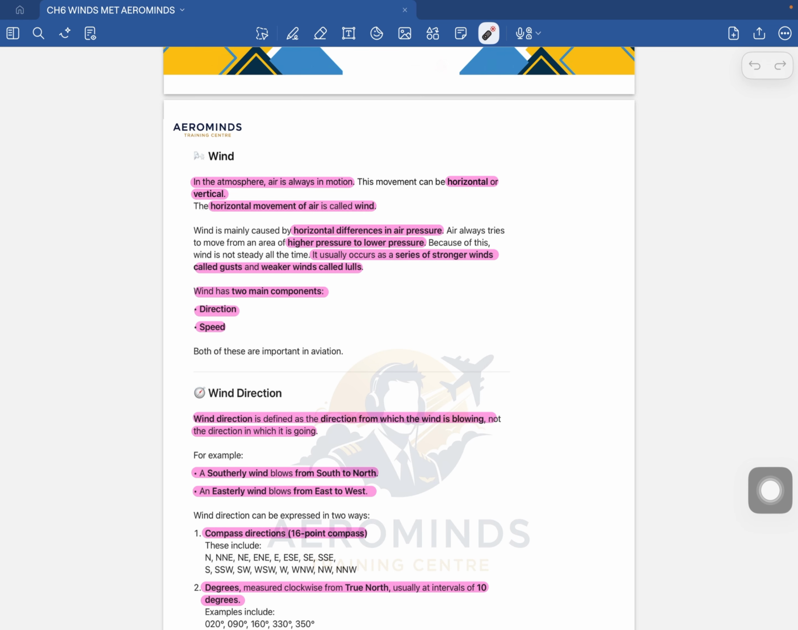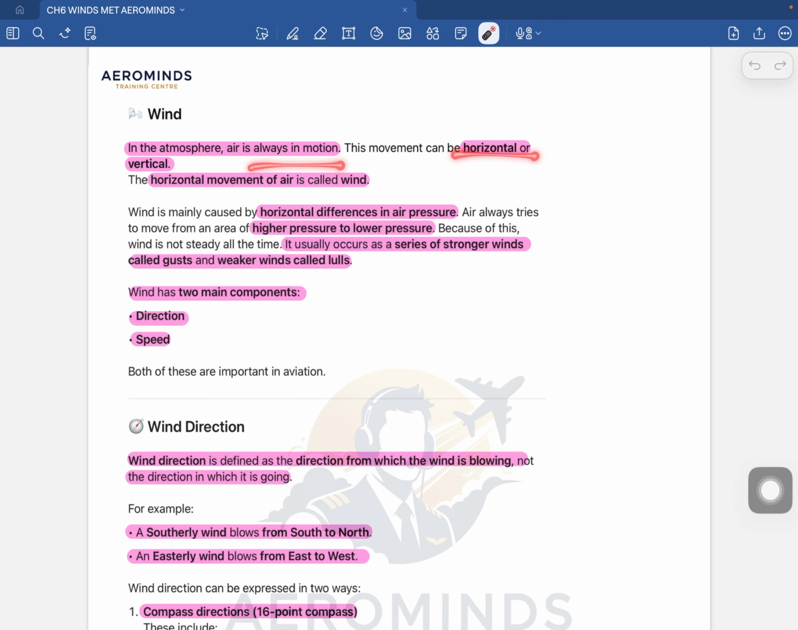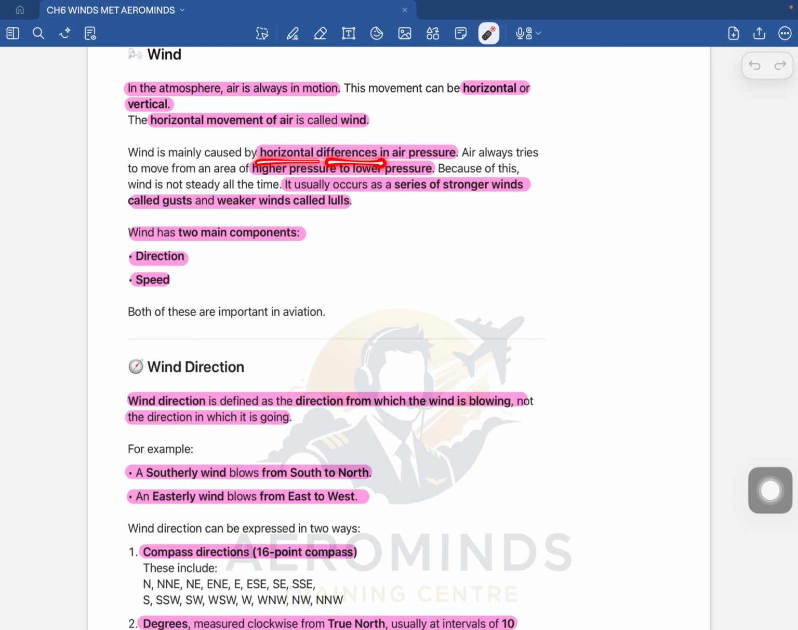So we'll start with what is wind. In the atmosphere, air is always in motion, horizontal or vertical. Horizontal movement is called wind. Horizontal differences in air pressure cause the winds. Air tries to move from an area of high pressure to low pressure, which causes winds. And a series of stronger winds are called gusts, and weaker winds are called lulls.